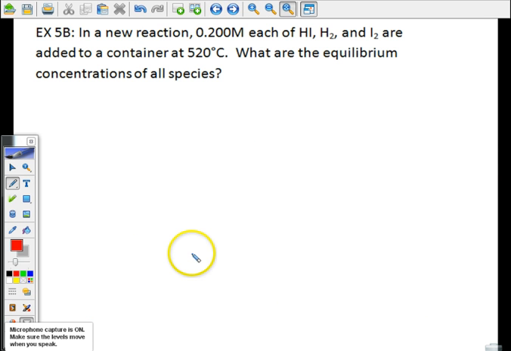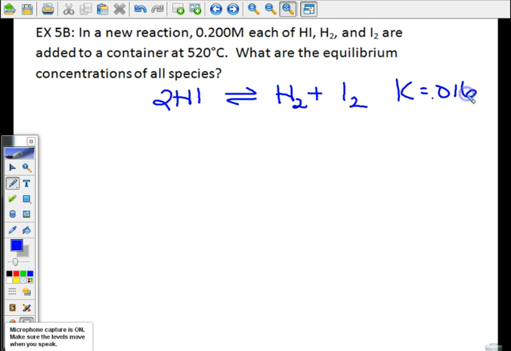All right. So this is going to be the same equation. And the K is still 0.016 from the previous problem. It says a new reaction, we're going to put 0.2 molar each of those in the container, and we want to know the equilibrium concentrations. It doesn't really change what we do. Anytime you're given initial values or starting values, you have to make the ICE chart. So this time, we've got 0.2 molar of everything.